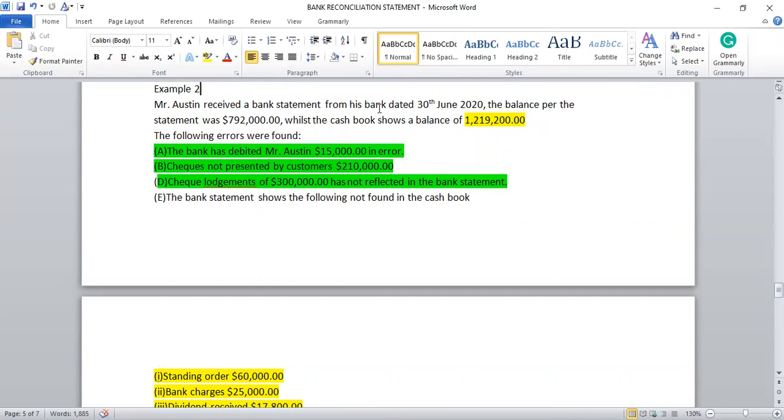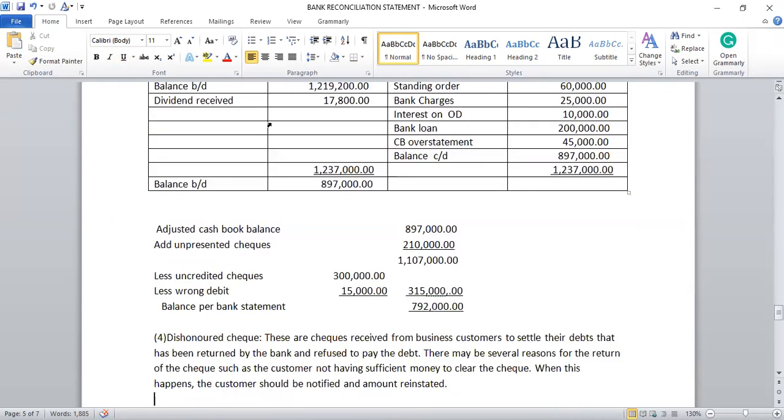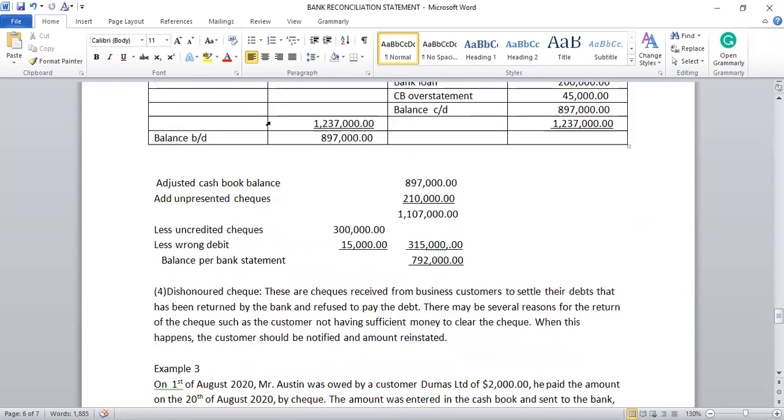Mr. Austin received a bank statement from his bank dated 30 June 2020. The balance per the statement was $792,000. So our workings are correct, we've done it correctly. In a nutshell, that is how we do a bank reconciliation statement.